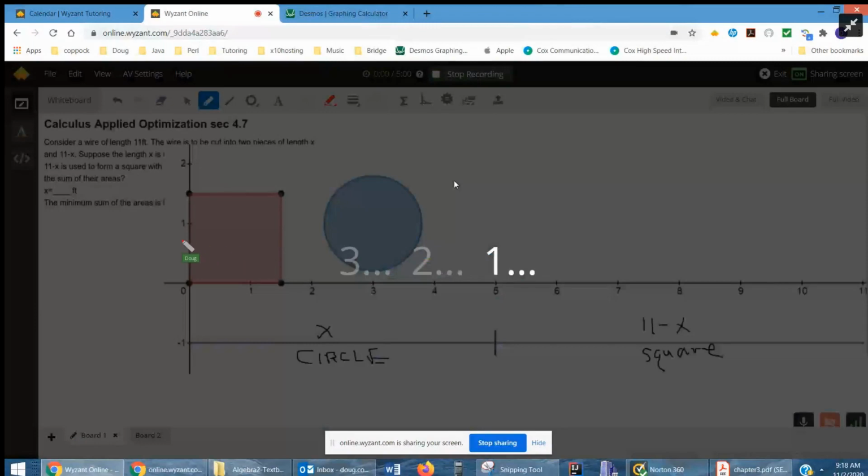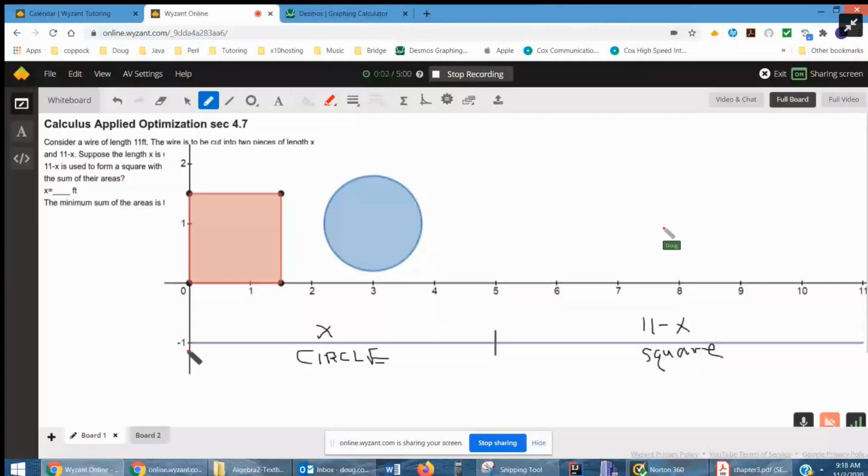Okay, here's what's happening. We've got this 11-foot piece of wire that we're cutting into two pieces. One of them we're representing with the letter X, so the other one has to be representable by the expression 11 minus X. We're going to turn the X portion into a circle. That means the circumference of the circle is going to be X. And we're going to turn this into a square, which means the perimeter of the square is going to be 11 minus X.